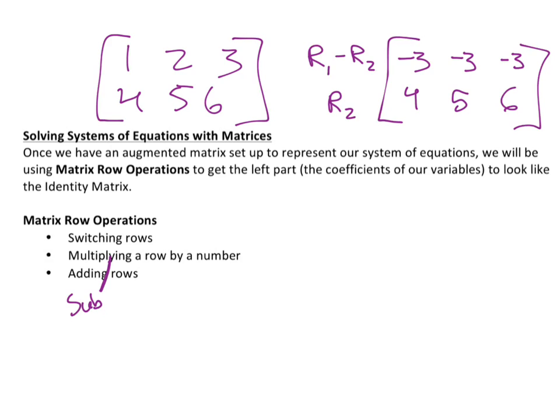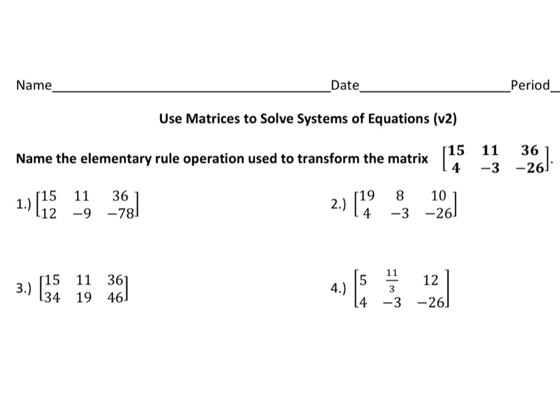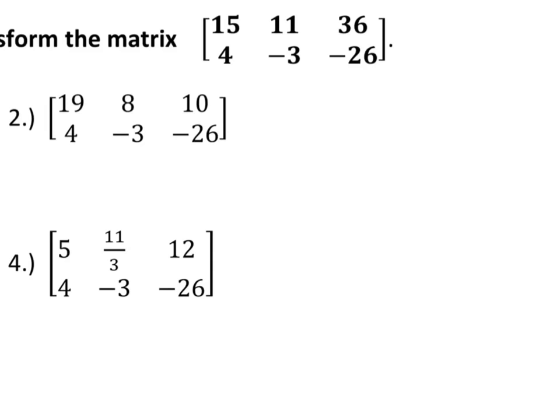You can switch rows, you can multiply a row by a number, or you can add or subtract rows from each other. Well, if we hop over to your actual assignment, the first 4 problems are you identifying what row operations happened. So I'm going to come here. Let's say you're starting with this augmented matrix and you're supposed to end up at this one. Take a look at what those numbers are and look at the resulting ones and see what's different.